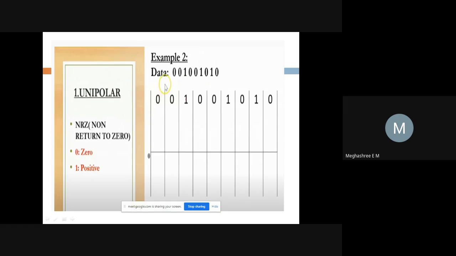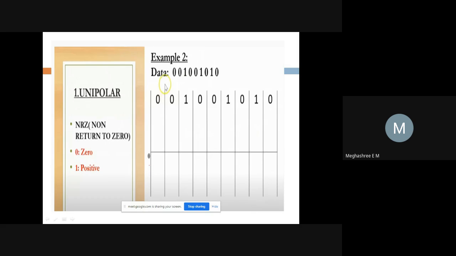0100 1010. This is the given data which you have to convert into a digital signal. So what are the rules you have to follow? Since it is non-return to 0, if a 0 bit is there, mark it as 0 voltage. If a 1 bit is there, mark it as positive voltage.